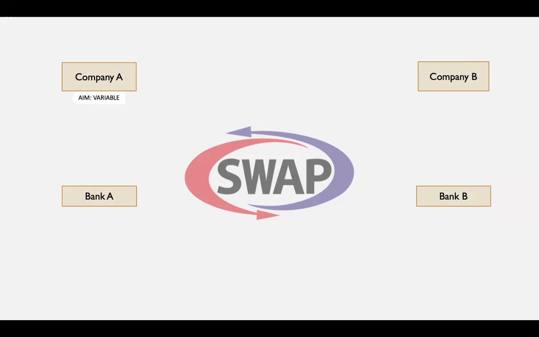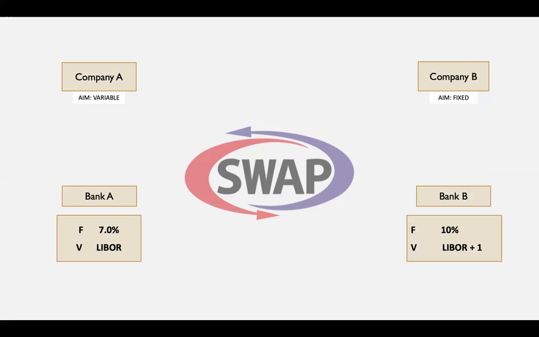Company A wishes to borrow at a variable rate and Company B wishes to pay at a fixed rate of interest. Company A's bank agrees to fund the loan at either a 7% fixed rate or at a variable rate of interest, LIBOR. LIBOR is set by the banks altogether and can potentially change daily. Company B's bank also agrees to fund their loan of $5 million, but because it's not as well known, they charge an interest rate of 10% or a variable interest rate of LIBOR plus 1.